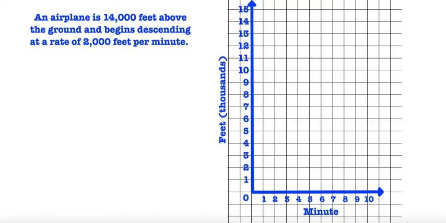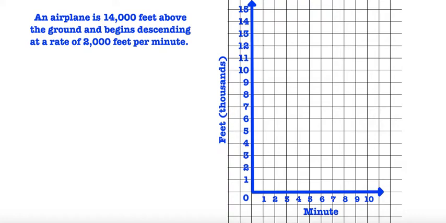So an airplane is 14,000 feet above the ground and begins descending at a rate of 2,000 feet per minute. So if we look at our graph here, instead of me writing 1,000, 2,000, 3,000, and so on, I wrote 1 through 15, and here I wrote feet in parentheses thousands, so that the person who's looking at this graph, or for yourself really, could look at it and see this is 1,000, 2,000, 3,000, and so on, instead of having to write all the zeros.